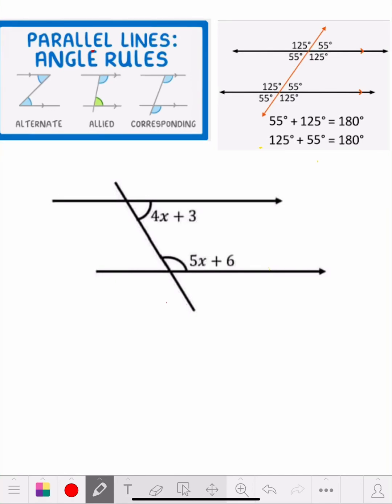The problem I found today is actually two parallel lines, and one angle is 4x plus 3, and the other is 5x plus 6, and they want us to solve for the x. Okay, what is x?